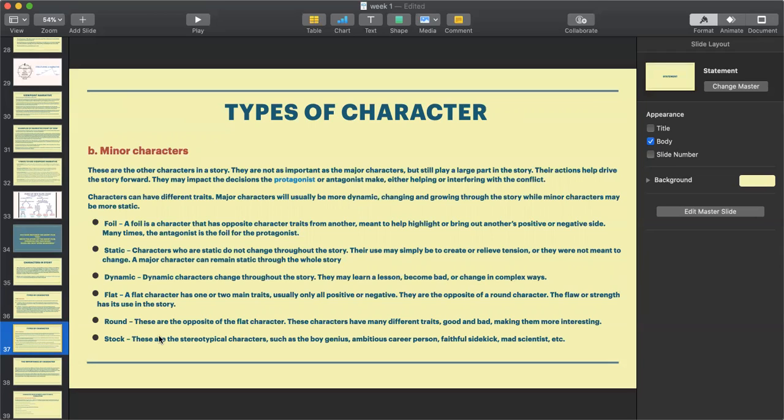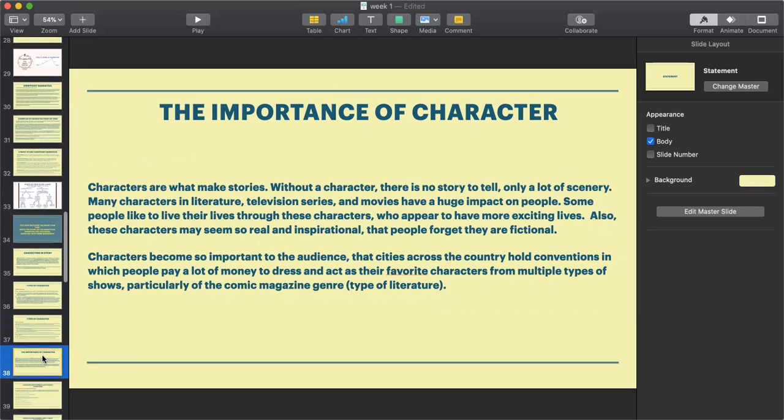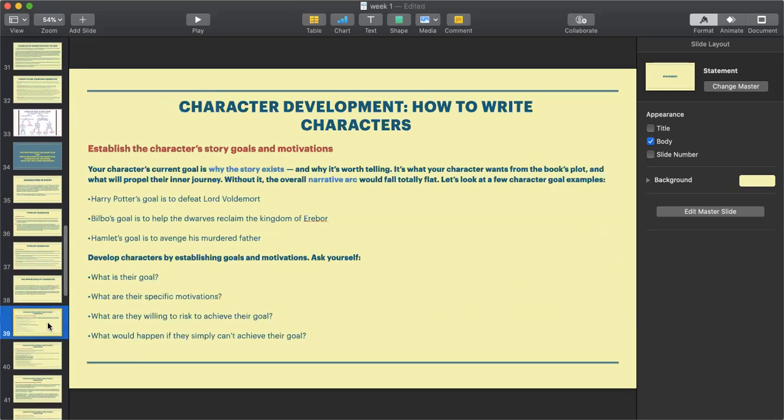Stock characters are typical characters like the mad scientist. In all the science fiction movies, there will be a mad scientist, right? In all the alien movies, there will be this mad kind of scientist. So these are stock characters which we use sometimes in a story to add interest. The importance of character is that it is what makes stories. If you don't have a good character, then you will not have a good story, basically.